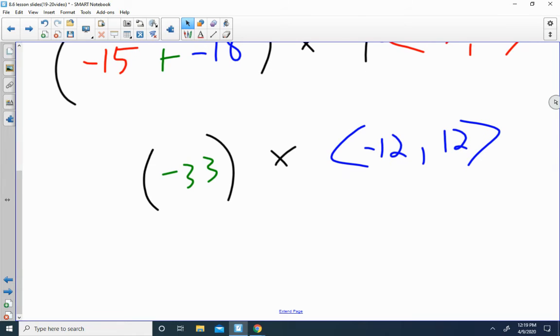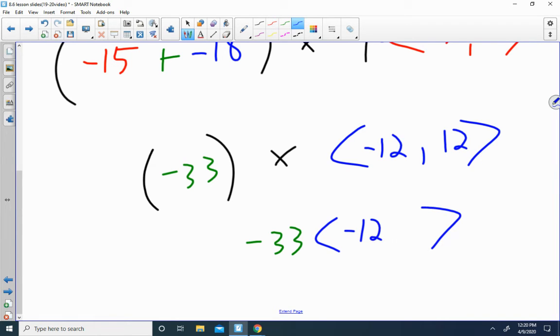Okay, so that leaves us with negative 33 times the vector negative 12, comma 12.